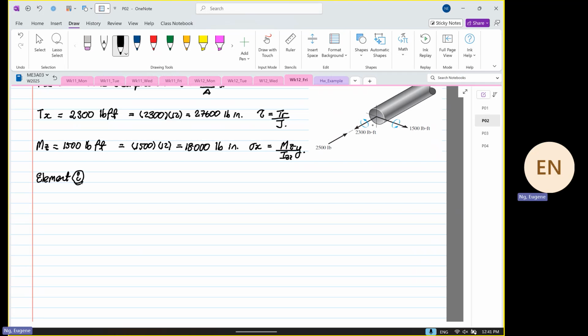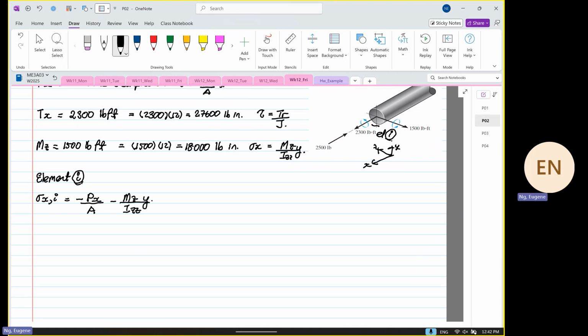Element I is this element down here. We are going to calculate the normal stress of element I, and we know that this is equal to Px over A. Then we have minus, if we were to draw our transformation, X, Y, and Z, we know that this will be equal to Mz over Izz multiplied by y.